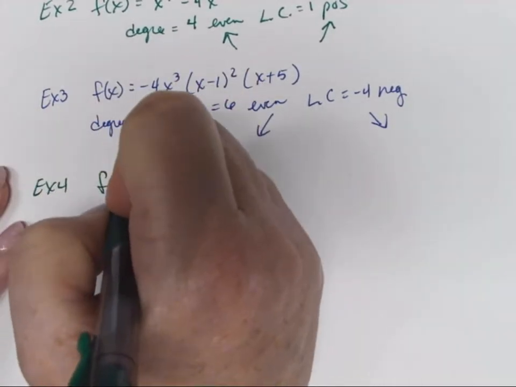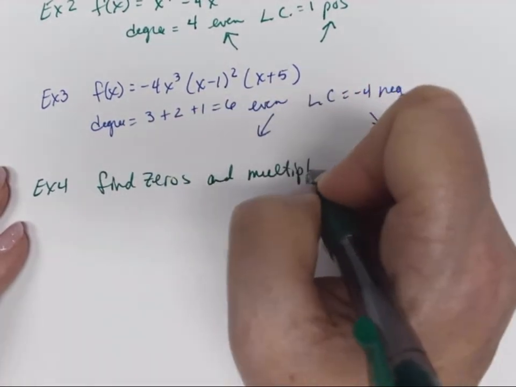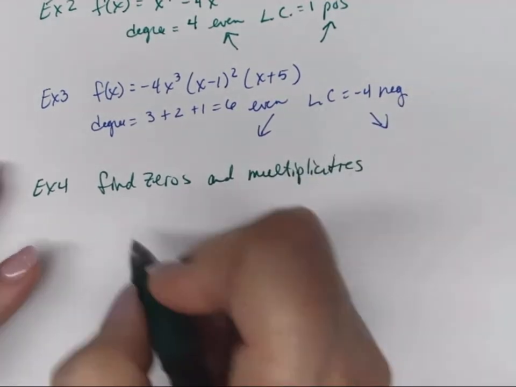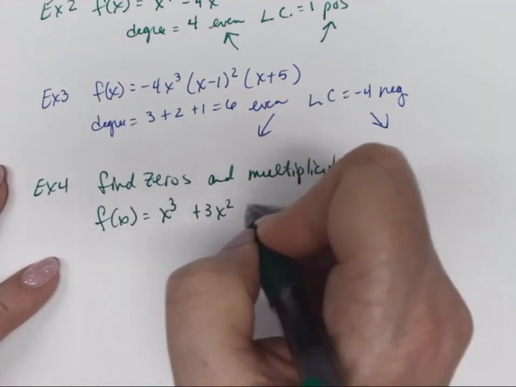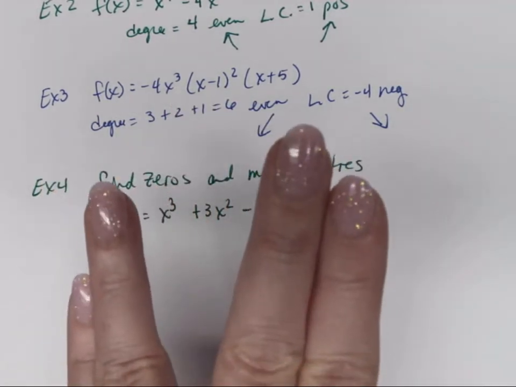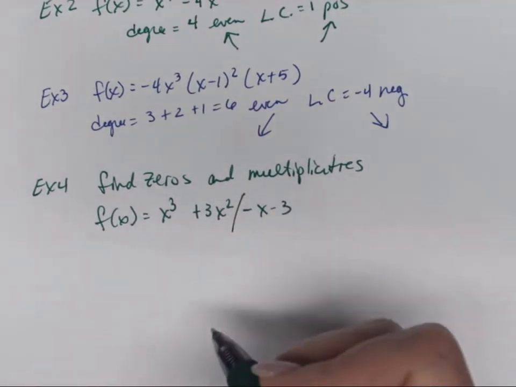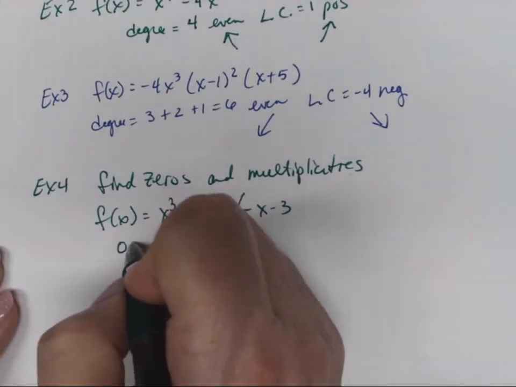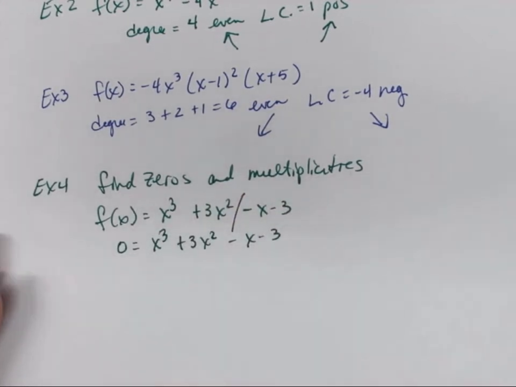So we're going to find the zeros and their multiplicities. If we have f of x is equal to x cubed plus 3x squared minus x minus 3, this is that grouping of 4 that we have to split and factor by grouping. So we'll just split it in half. We also need to set that equal to 0. We should have done that first, but that's okay. 0 equals x cubed plus 3x squared minus x minus 3. So once we've set it equal to 0, then we'll split it in half.